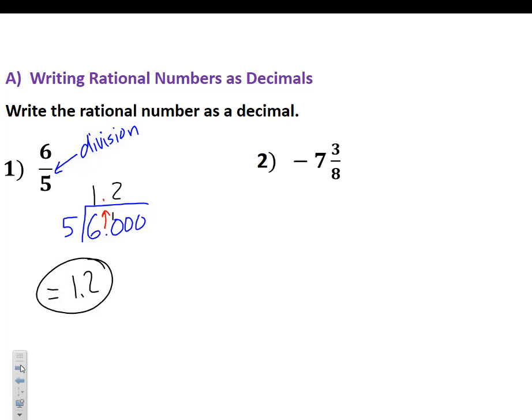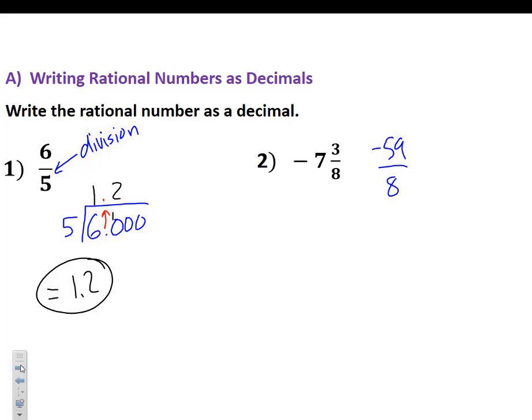In example number 2, -7 3/8, that's a mixed number. So, it's not in the form of a over b. I've got to put it in the form of a over b before I can turn it into a decimal. So I'm going to take and multiply 8 times it. Well, I kind of fibbed there. You can actually learn how to turn it into a decimal without making it into a over b. But I'm going to do a over b anyway. So 8 times 7 is 56, plus 3 is 59, so I have -59/8.